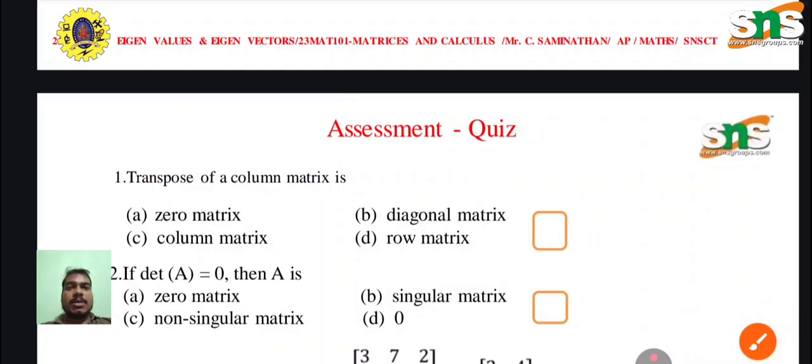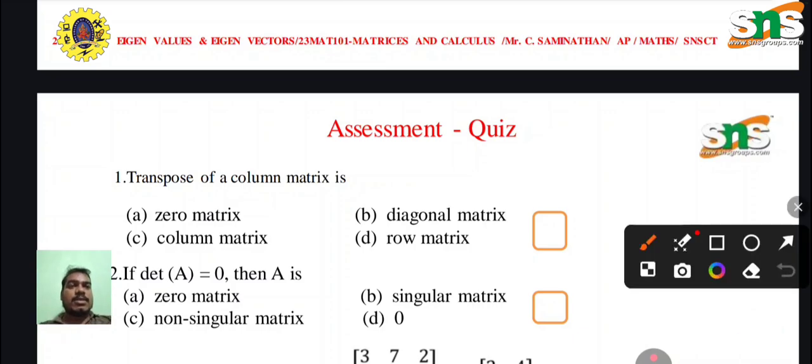Next, if the determinant of A is equal to 0, then A is a singular matrix.